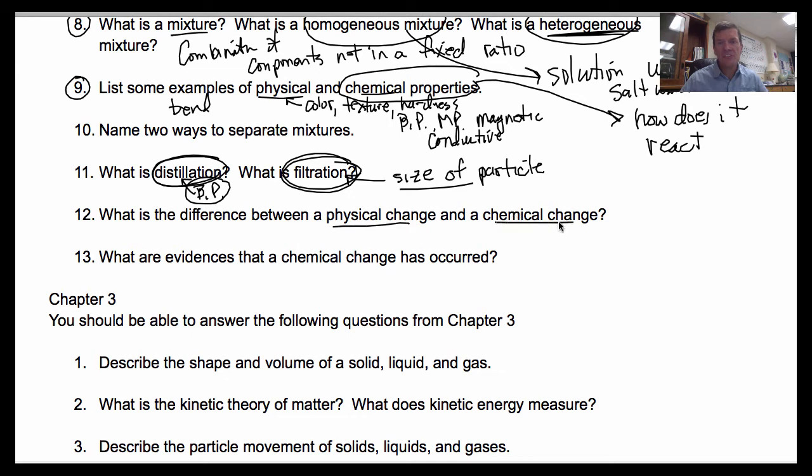Physical change and chemical change, I kind of alluded to this already. A physical change is something where you alter the substance, but you don't change the chemical composition. You rip a piece of paper in half, it's still paper. You boil water, it's still H2O, it's just a gas instead of a liquid. You have not changed the chemical composition. Chemical change, you actually change the chemistry, the chemical composition.